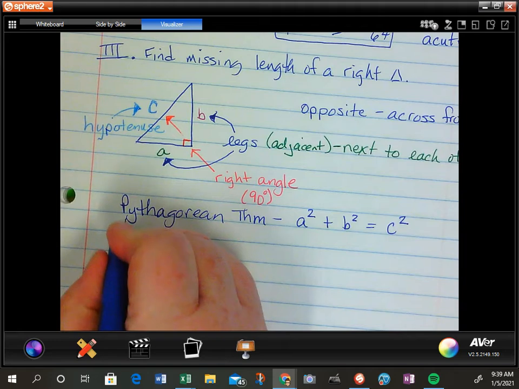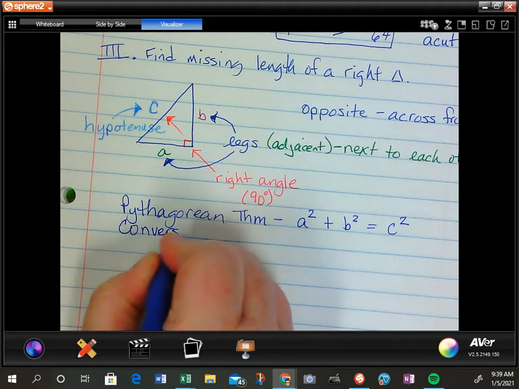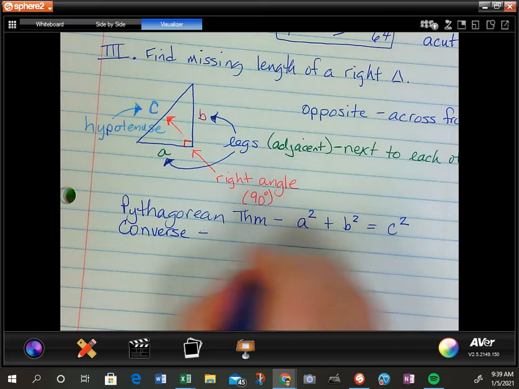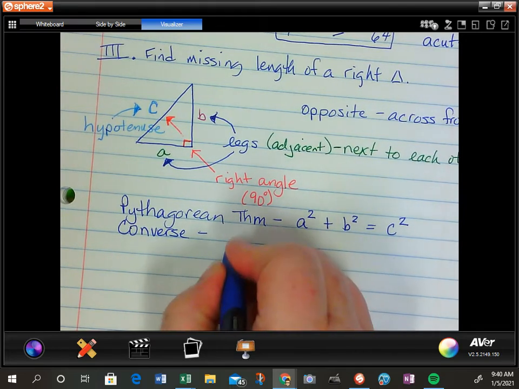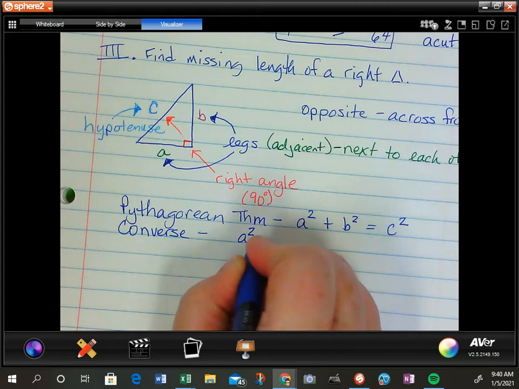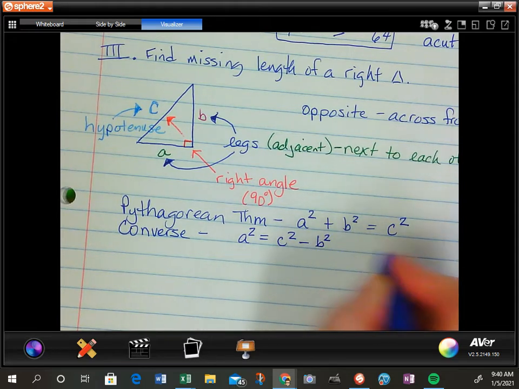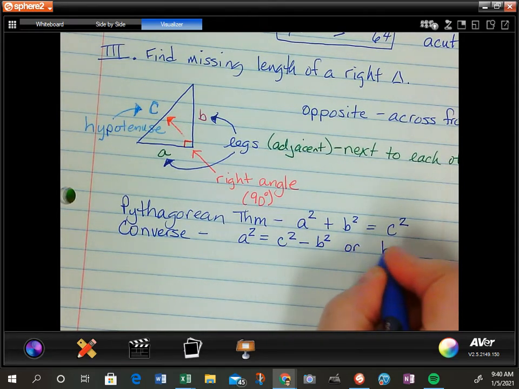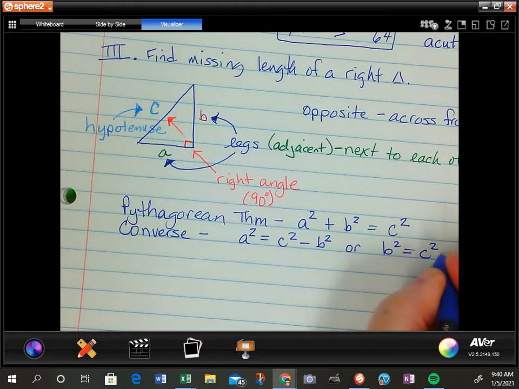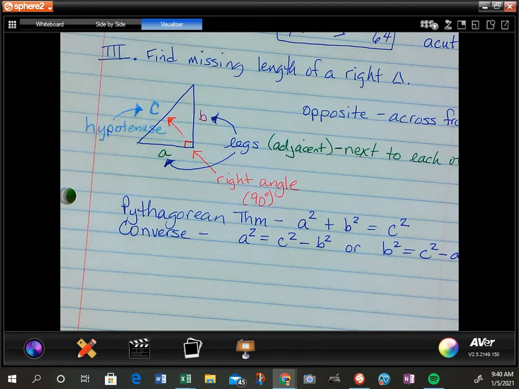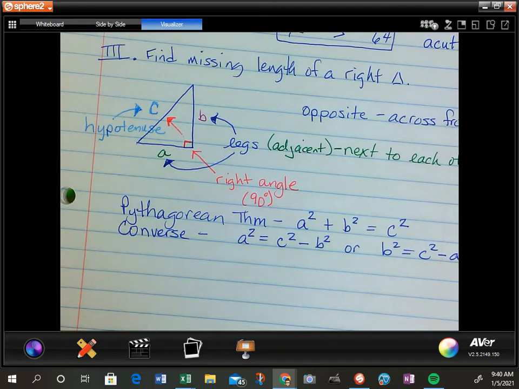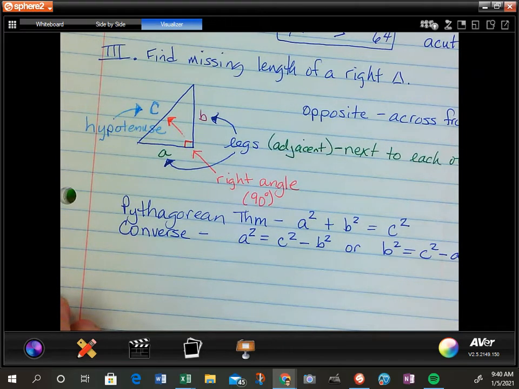And the converse, you have two versions. A squared is equal to c squared minus b squared, or b squared is equal to c squared minus a squared. Depends on what you're looking for or how you label it. Okay? So let's look at a couple of examples.